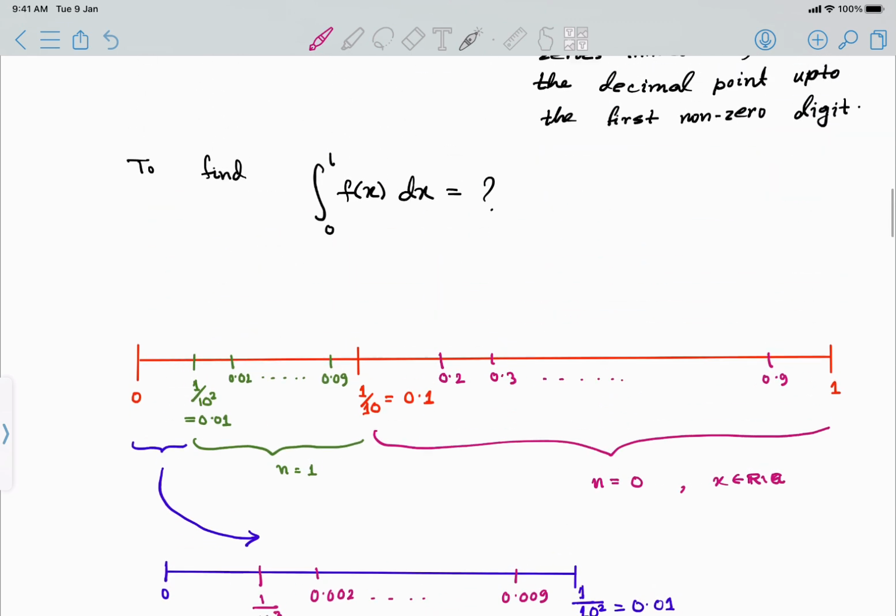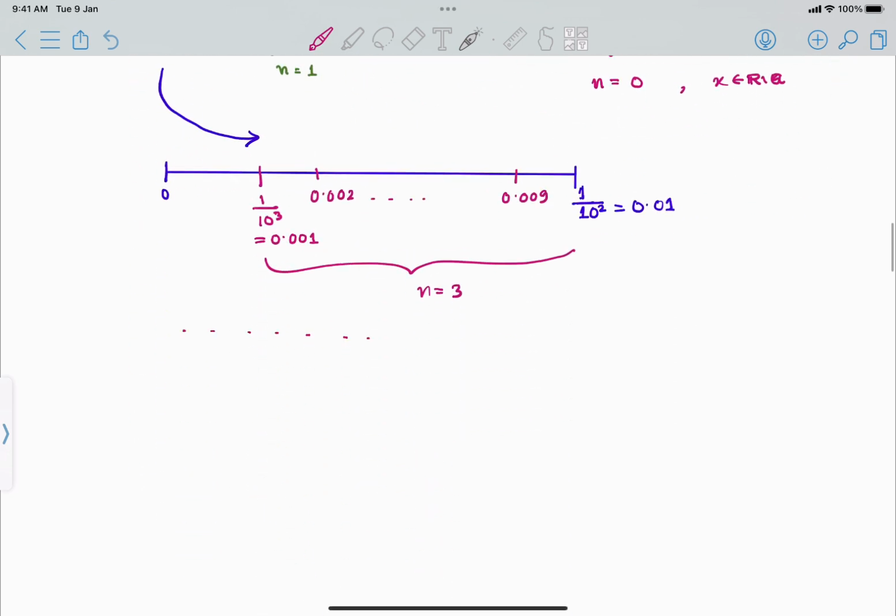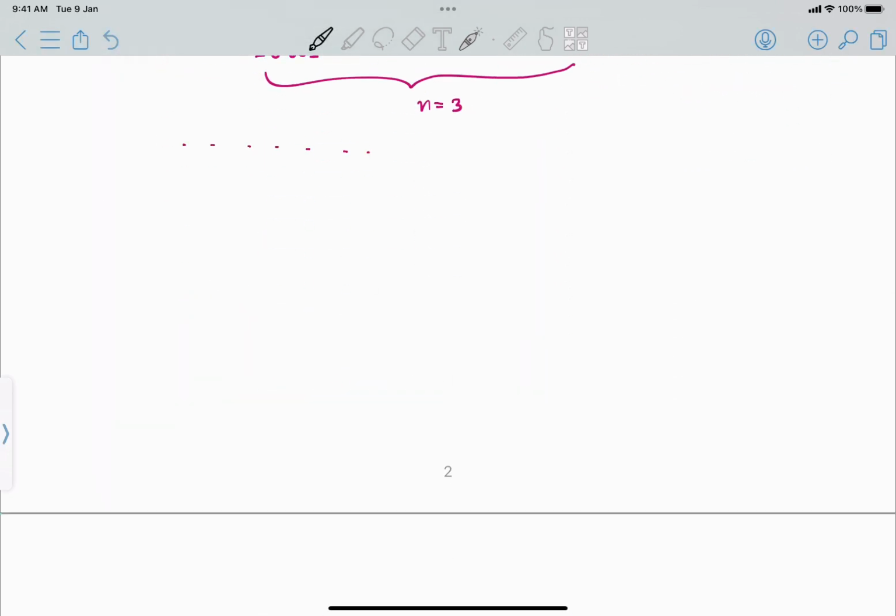So how will the function look then? Therefore, what is f(x)?